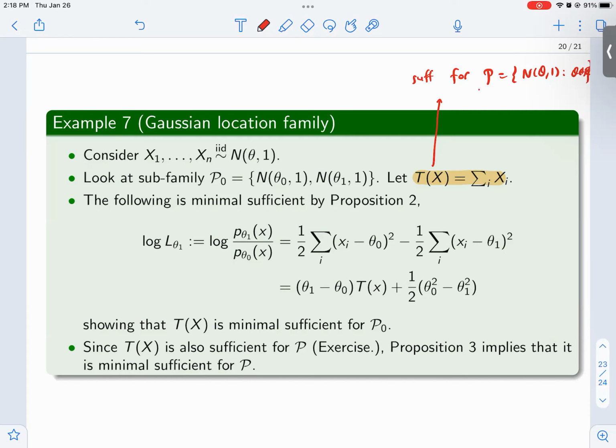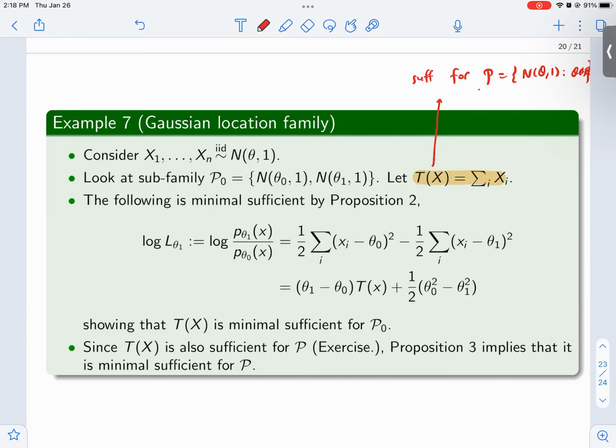And according to that result, if I can show that this is minimal sufficient for this smaller family, then I'm done. And for this claim, we can use this result because it's a finite family that we picked. I can just form the likelihood ratio. Everything has common support. So the likelihood ratio only has one element because there are two elements. I take the likelihood ratio between, let's say, this one relative to that.